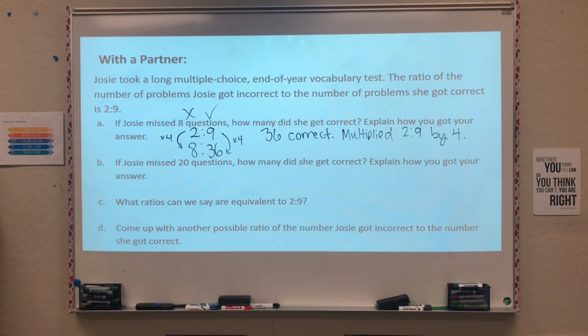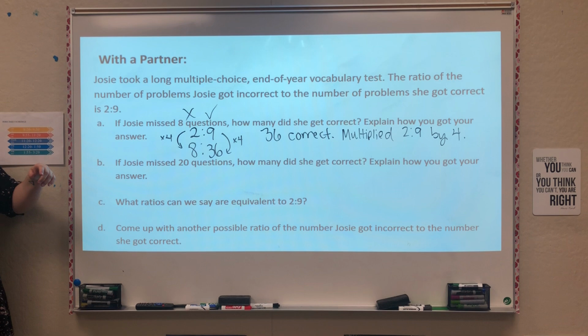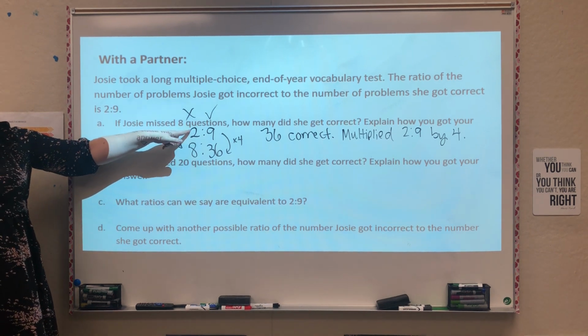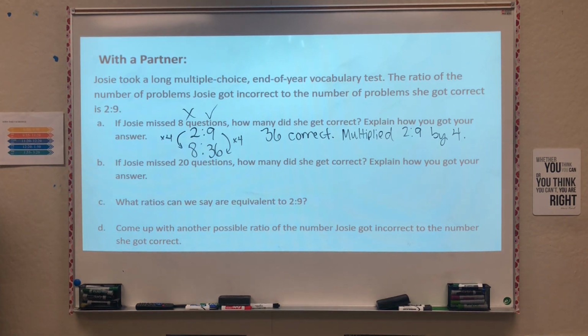You know, I'm always asking you guys why. Why did we use 4? Why did we multiply by 4 and not 5 or 100? Where'd that 4 come from? Who told me to multiply by 4? Me. 2 times 4 would go 8. So that 4 came from, we saw that was the number we had to multiply 2 by to get the 8. And then we just did the same thing here.